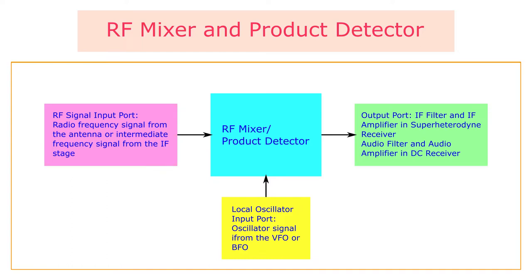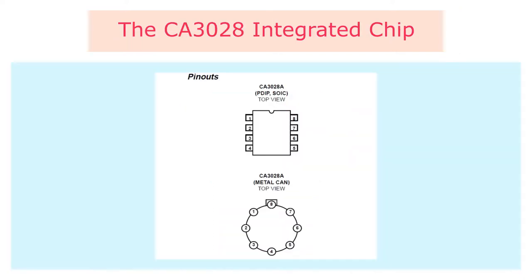A product detector or demodulator, on the other hand, combines the radio frequency signal input from the antenna or an intermediate frequency signal from the IF stage with a beat frequency oscillator or BFO to produce a demodulated audio signal at the output. In this DC receiver, the CA3028 IC works as a tuned singly balanced product detector. It is an active device, therefore it provides a conversion gain.